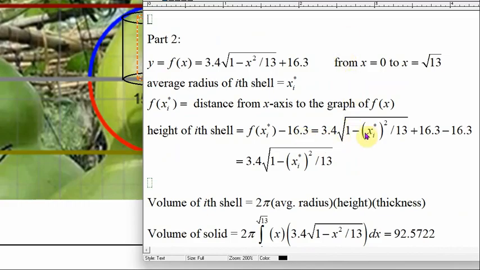And so the f of x sub i star will be 3.4 times the square root of 1 minus x sub i star squared divided by 13, and then plus 16.3. But then we have to subtract 16.3. So we end up with 3.4 times the square root of 1 minus x sub i star squared over 13.